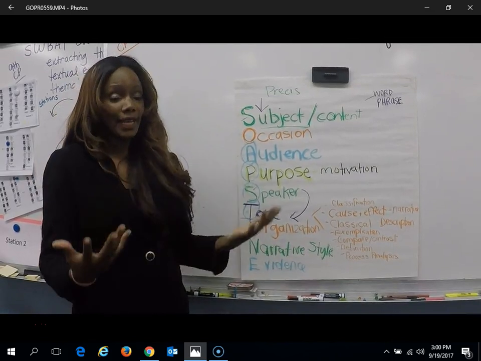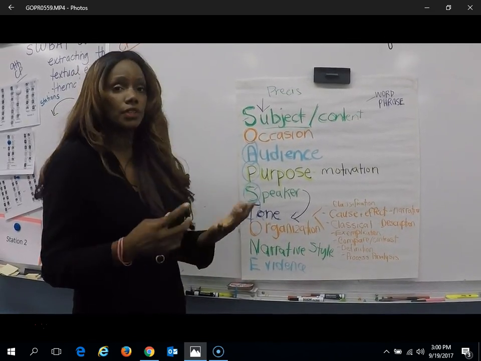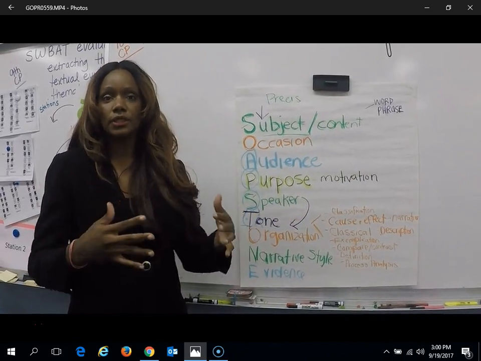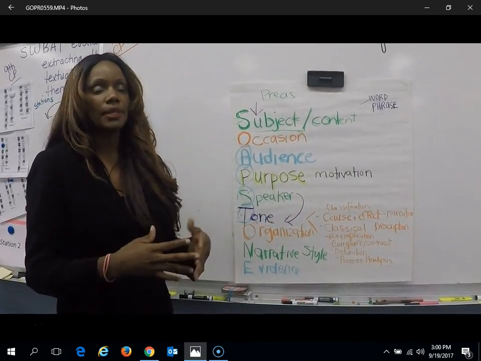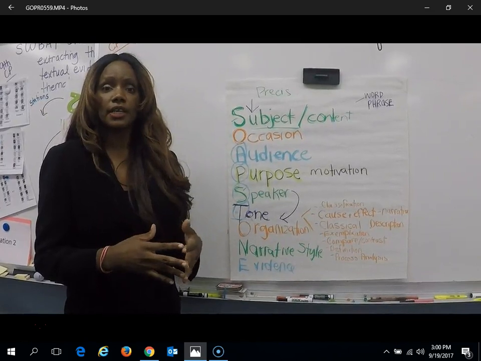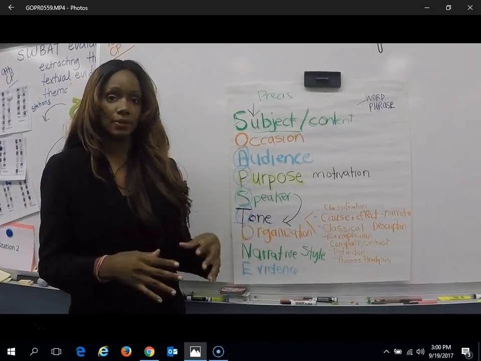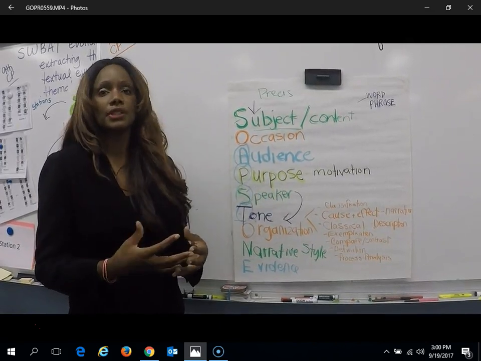The O stands for occasion. So you want to know when this piece was written, why it was written, or where it was written. It could be at a funeral, it could be at a convention center. So what is the occasion of the writing, the context, what happened before and after to provide you with this information.